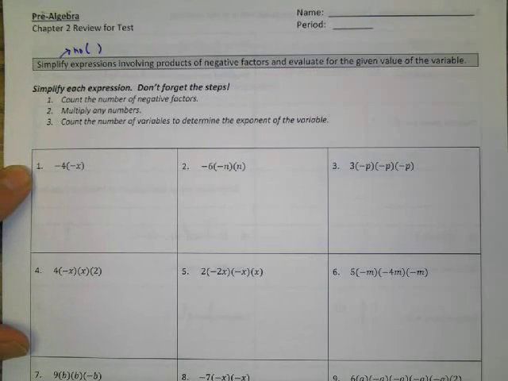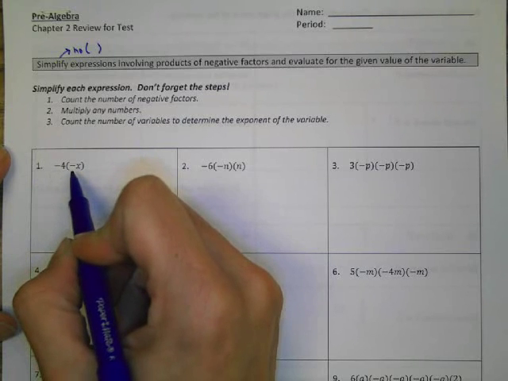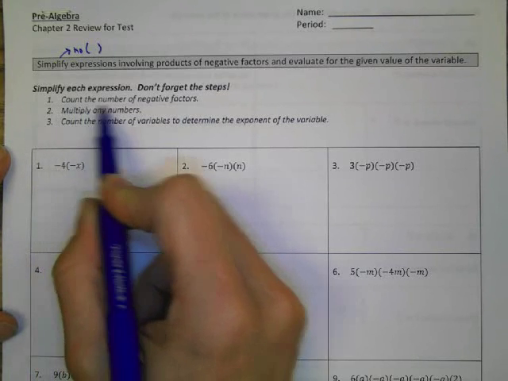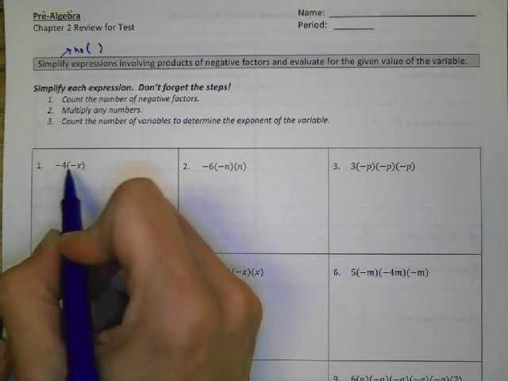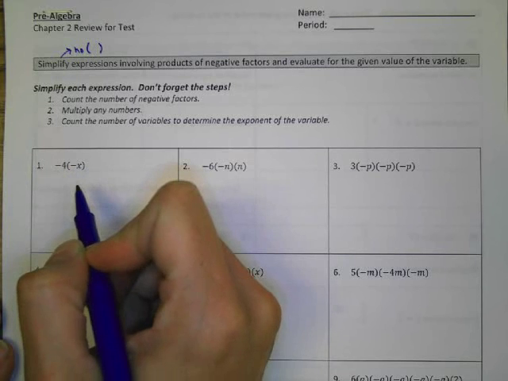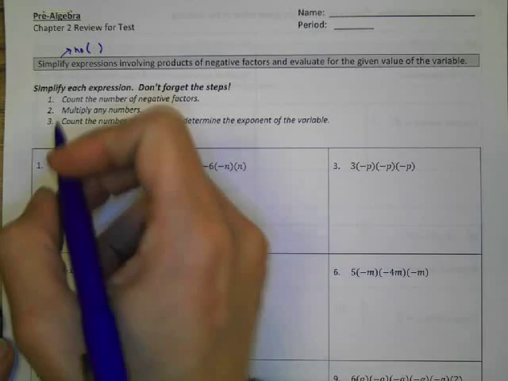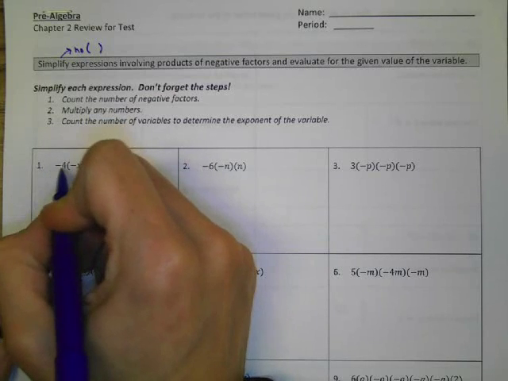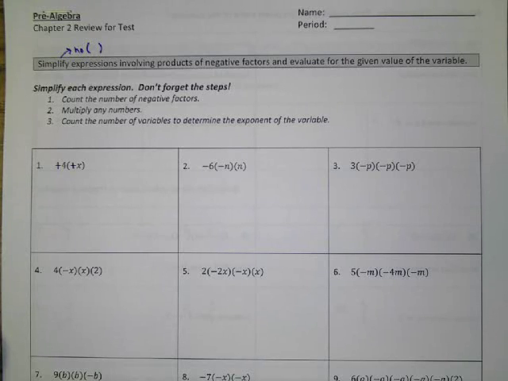So let's look at number 1. I have the product of -4 and -x. My first step is to count the number of negative factors. In this case, I have 2 negatives, which is even, which I know means my answer is going to be positive. Another way we can think of it, we said anytime we have 2 negatives, those can be grouped together to make a positive. So either way, now I know my answer is going to be positive.